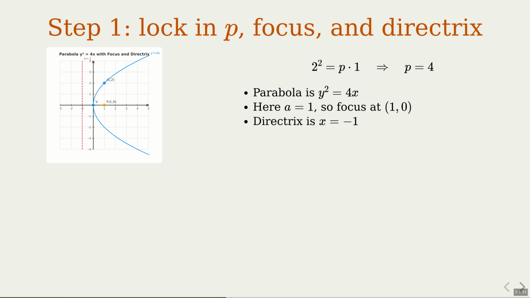Because the focus moved 1 unit to the right, the directrix should be the line x equals minus 1 to the left, right? Exactly. The directrix stays the same distance from the vertex, but on the opposite side. The focus is at x equals 1, the directrix is at x equals minus 1, so they are 2 units apart. So the original parabola and its focus directrix setup are completely fixed now.